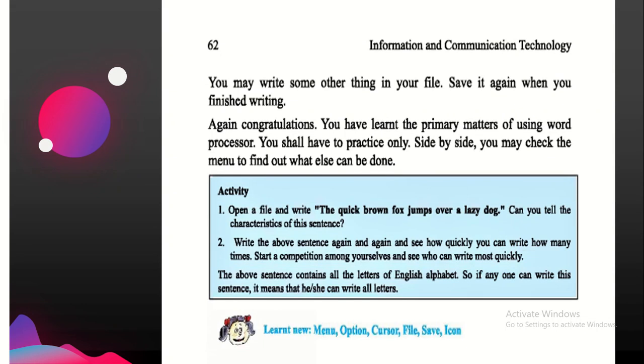And you may write some other thing in your file, save it again, and when you finish writing, this way you can save and save as also. Again, congratulations, you have learned the primary methods of using a word processor. You shall have to practice only. Side by side, you may check the menu to find out what else can be done.